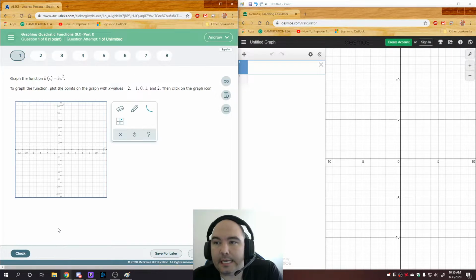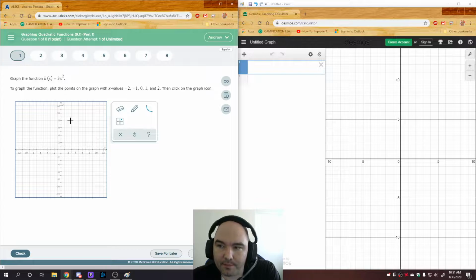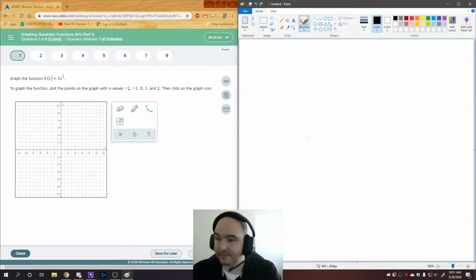So the first question I have is, graph the function h of x equals 3x squared. To graph the function, we're going to plot the points with -2, -1, 0, 1, and 2. Now, the appropriate method for doing this is you have to physically plug in those numbers. On this first problem, I'm going to show you how to do that the legit way, and then I'm going to show you a little bit of an easier way.